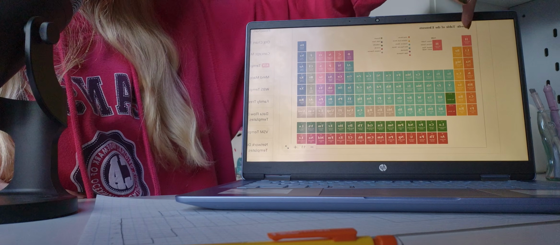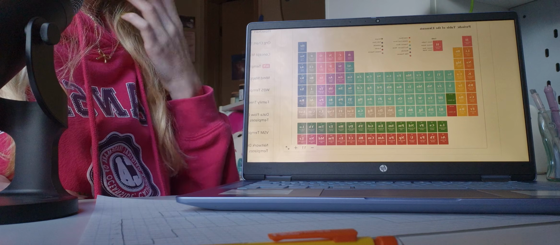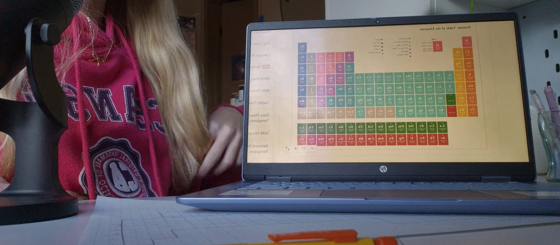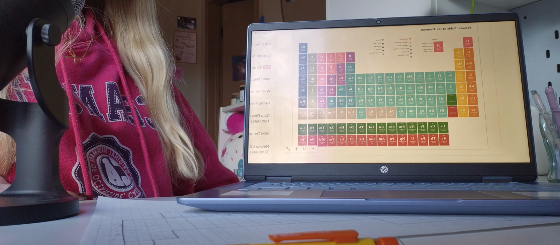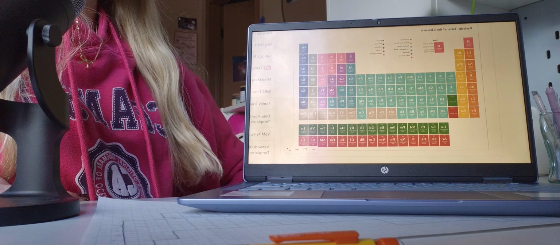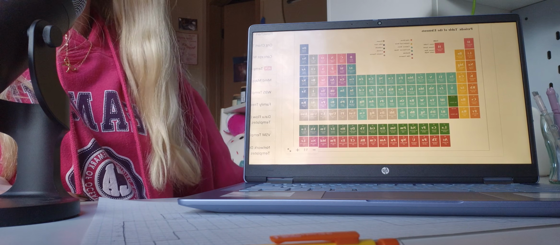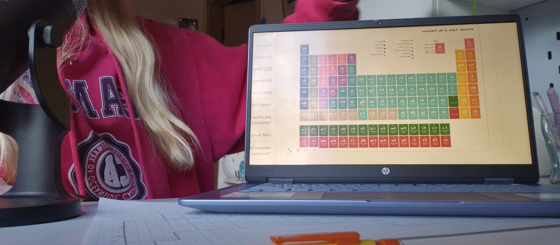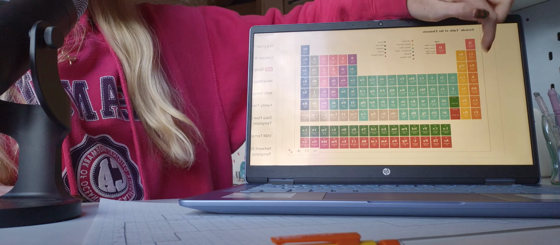So the vertical columns going straight up and down are called groups, and they tell you how many valence electrons, which are the outermost shell, like how many electrons are in the outermost energy level of a Bohr model of an atom. And then they also tell you other similarities between the elements in those groups.